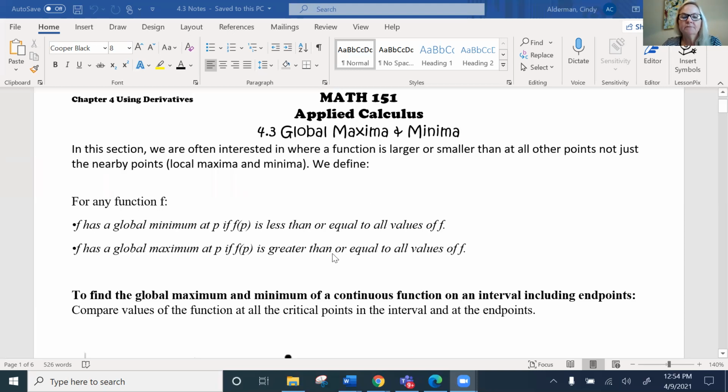Okay, so here it is saying what I just said, right? It has a global minimum at some value of x, as long as that value is less than all the other values on the graph, which is basically saying the same thing that I just said. And same thing for a global maximum means it's the biggest y value on the graph, but it occurs at whatever x is, or in this case, p.